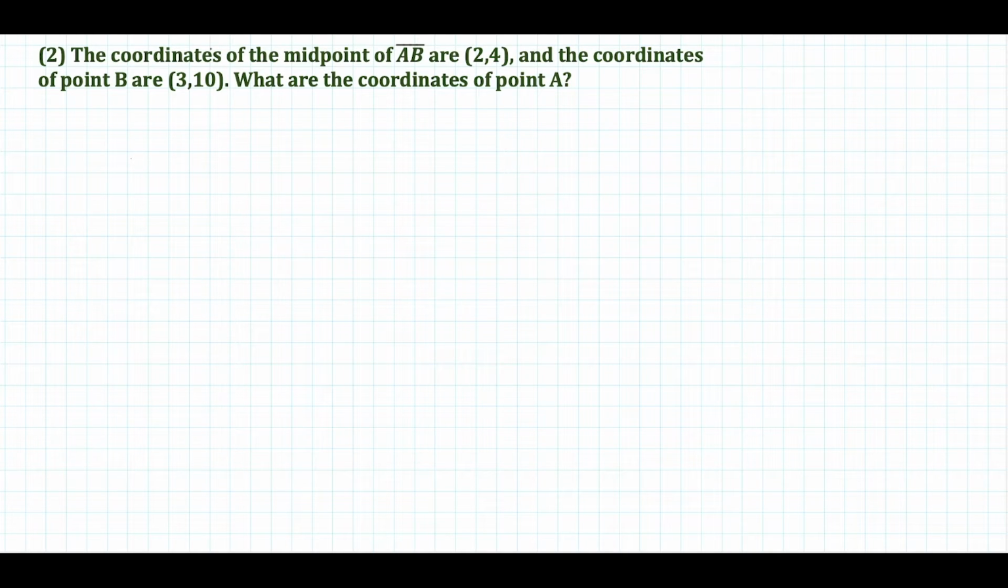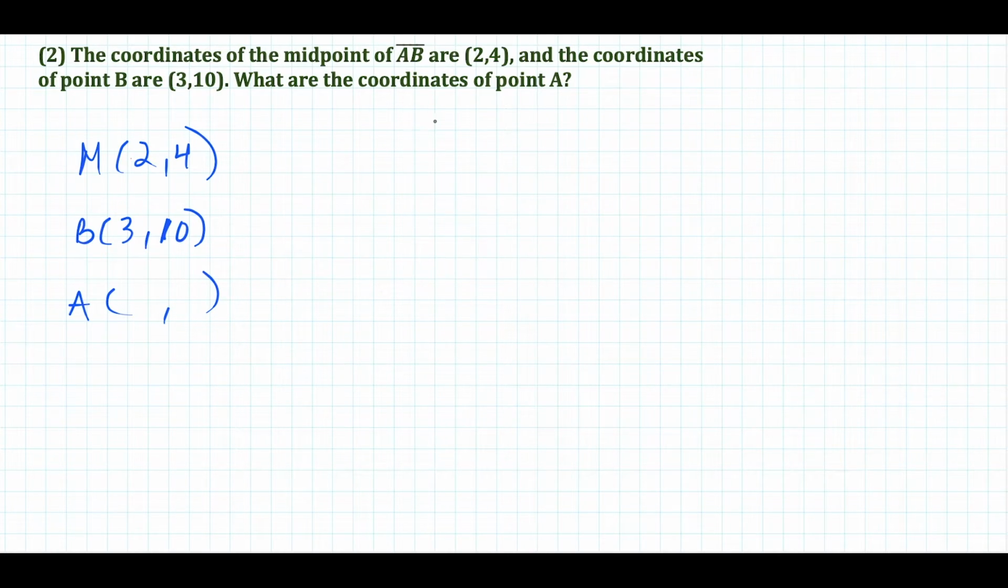Now the second example is a little bit trickier. For this one, we're given the coordinates of the midpoint. We're told that the midpoint is at 2, 4, and we're given one of the endpoints, the location of point B, which is at 3, 10. We want to know the coordinates of A. So this is the $1,000,000 question: where is A located?